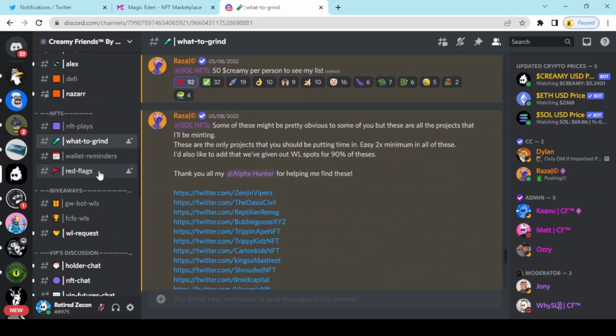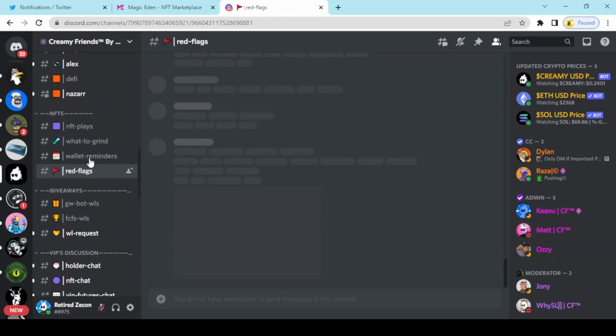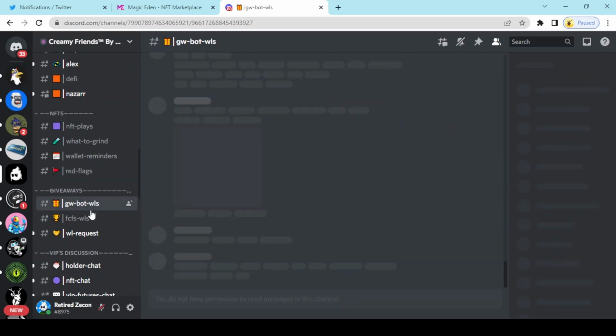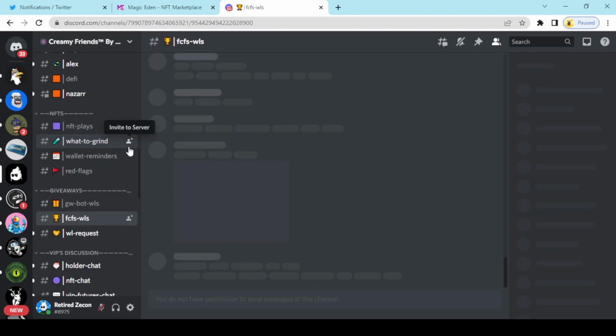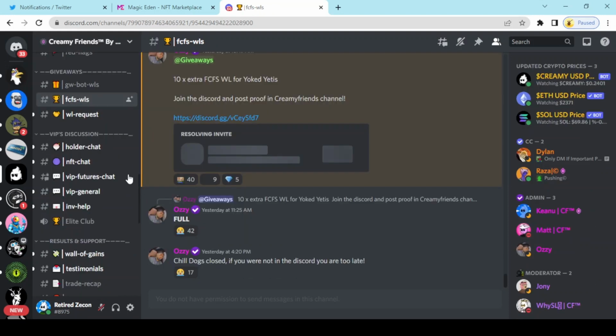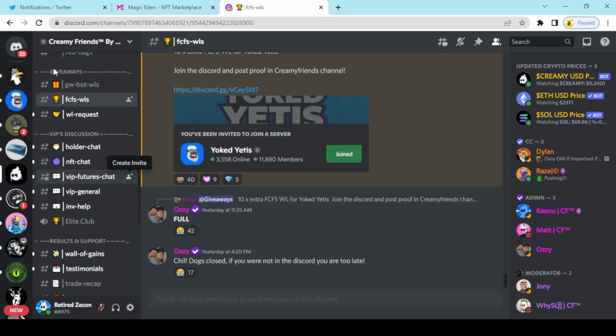There are also red flags, which most servers do have, where they say possible red flags in projects, like a potential rug. And of course, Creamy is a very popular group, so a lot of times projects do offer us whitelist spots. Sometimes it's first come first serve, sometimes it's done as a giveaway, which is more fair. And I've actually gotten a lot of whitelist spots in other projects from here, which is one of the reasons why I decided to keep this as basically a long-term holding.